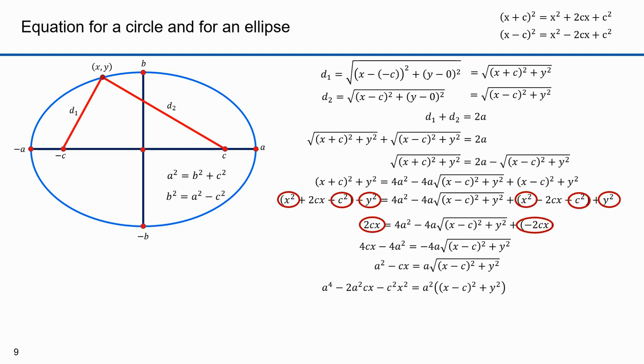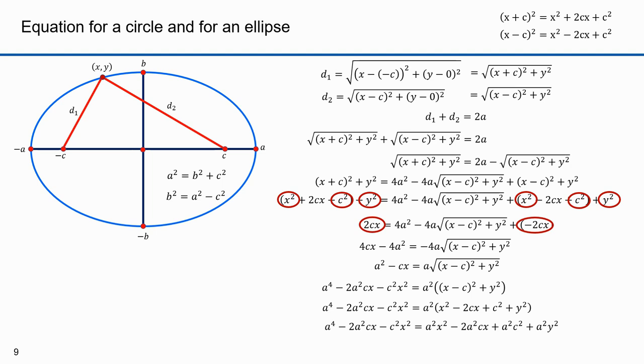I'll square the sides again. The square of a squared minus cx is a to the fourth minus 2a squared cx plus c squared x squared, and that equals a squared times (x minus c) squared plus y squared. Here I'm expanding (x minus c) squared. The left-hand side is the same. The right-hand side is a squared times x squared minus 2cx plus c squared plus y squared.